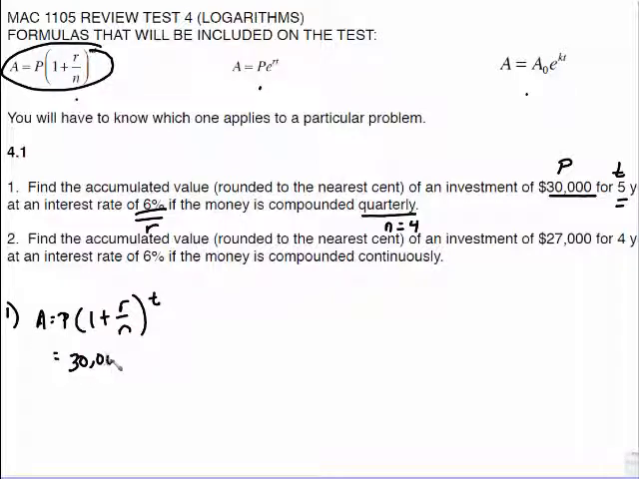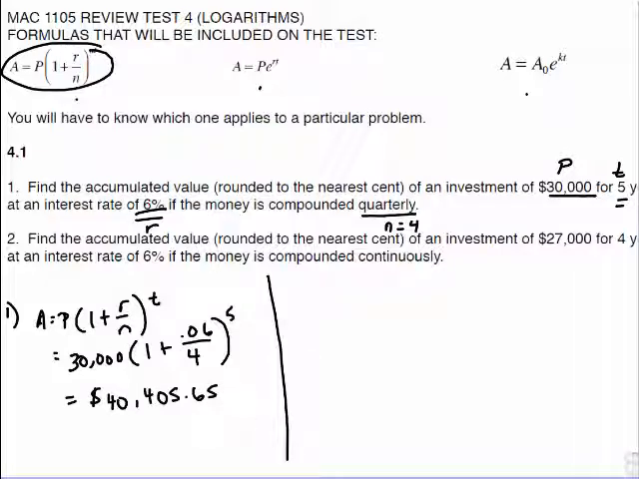So all we have to do is plug things in appropriately and use the calculator, and we've got an answer. So this is 30,000 in for P. 1 plus R, which is the rate. It's got to be written as a decimal. To change a percent to a decimal, move the decimal point 2 places to the left, over N, which is 4 because this is quarterly, all raised to the 5th power. You can enter that in the calculator exactly as you see, and it should come out to be $40,405.65.